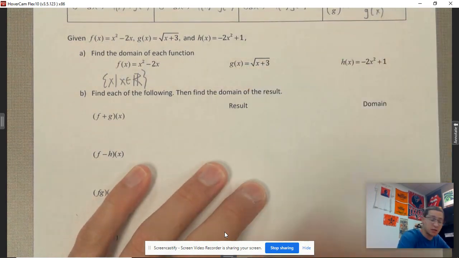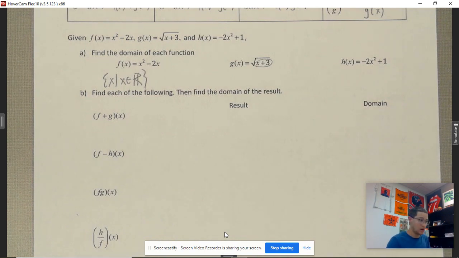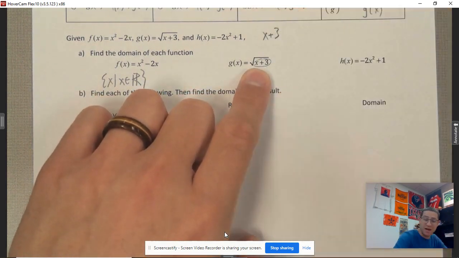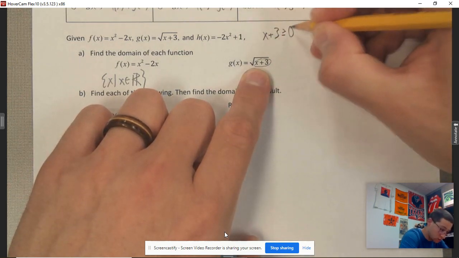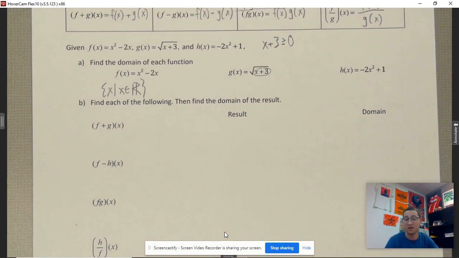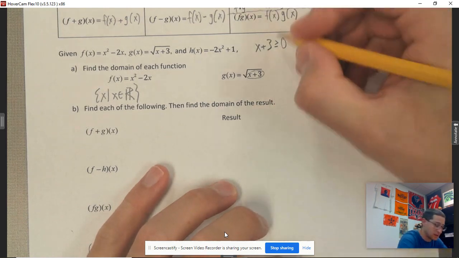Now g of x. Notice we've got a square root. In the domain, I want everything that'll make it 0 or bigger. So x plus 3 has to be greater than or equal to 0. That's my domain. Again, there are two different ways to think about it: the parts in the domain are everything that will make this 0 or greater, or you could think about it as taking out the parts that'll make it negative. But I'm going to go ahead and keep it like this.